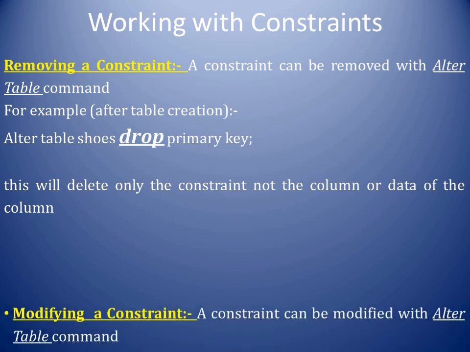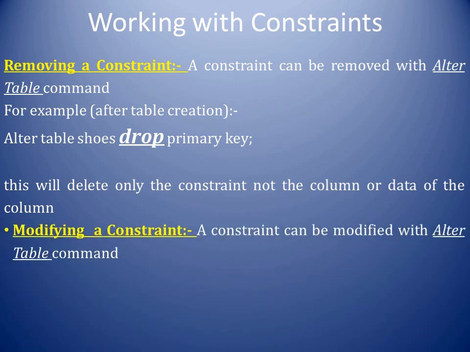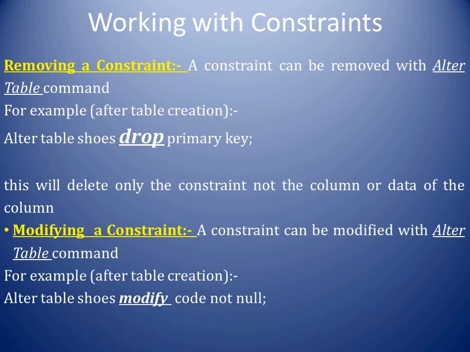And modify with alter table will allow you to change the constraint of any column, as we have changed the data type of a column in previous lectures. Hence we can say the alter table command helps us to make changes in table structure, both for adding, modifying, deleting the columns as well as constraints.